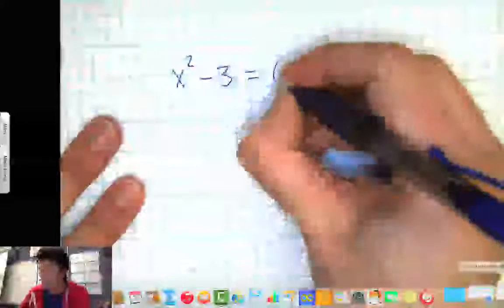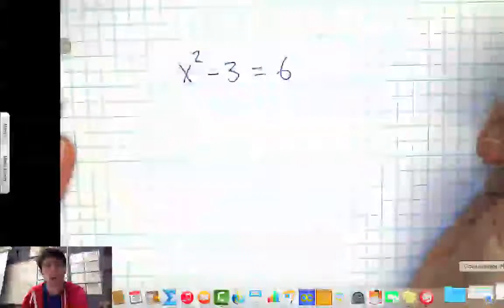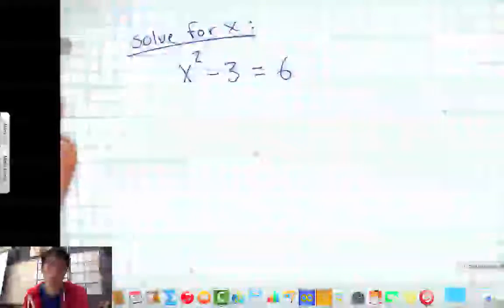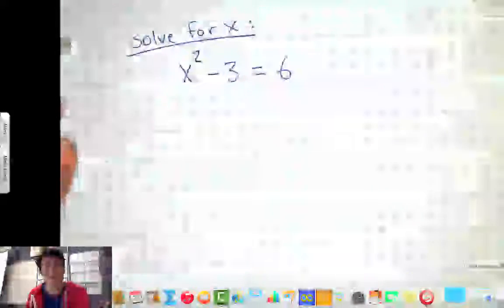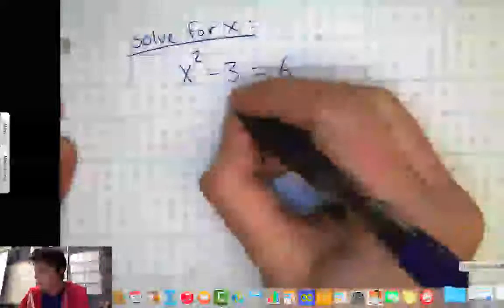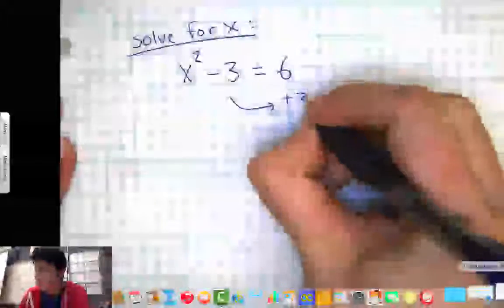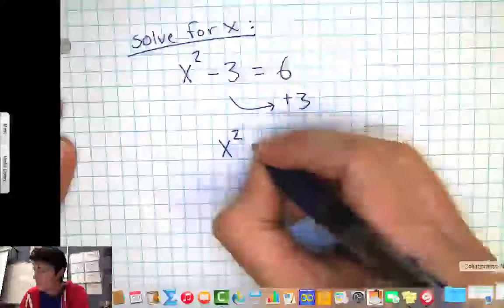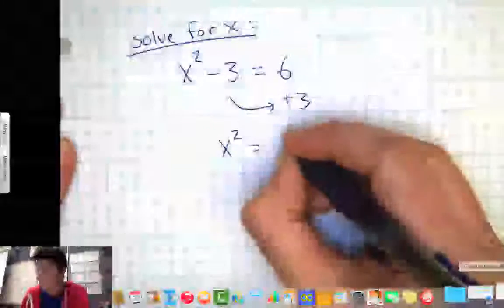So for instance, if I told you I had x squared minus 3 equals 6, I now have the ability to solve for x. Solve for x. Before I knew what a square root was, I would have a really hard time with this problem. But now it's going to be easy. I'm going to add 3 to the other side. I'm going to get x squared equals 6 plus 3, which is 9.